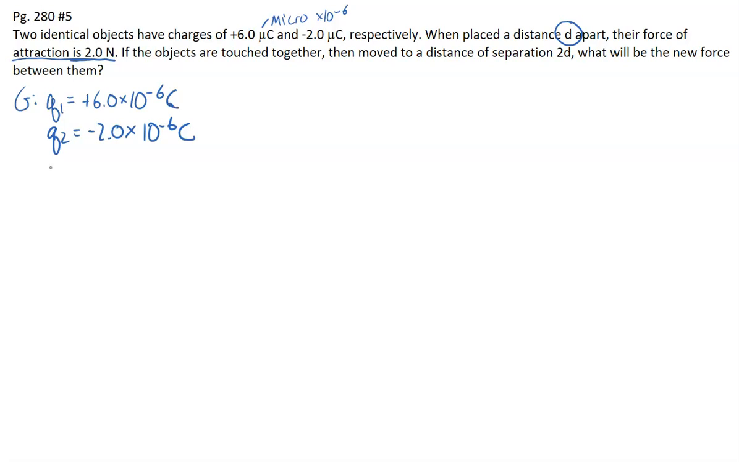We know that the electrostatic force that we have initially is 2.0 newtons. And we know that the distance of separation is d, so r is d. We also know that the k value is 9.00 times 10 to the 9 newton meters squared per coulomb squared.